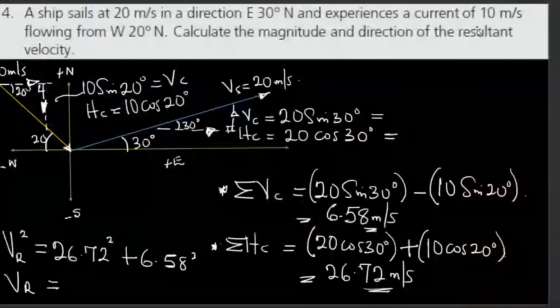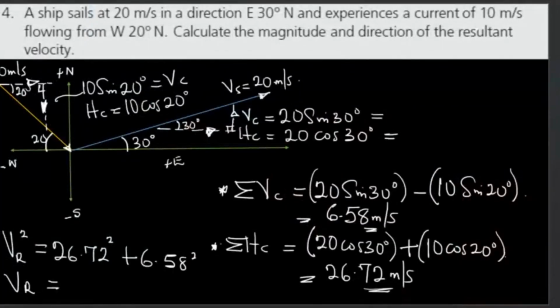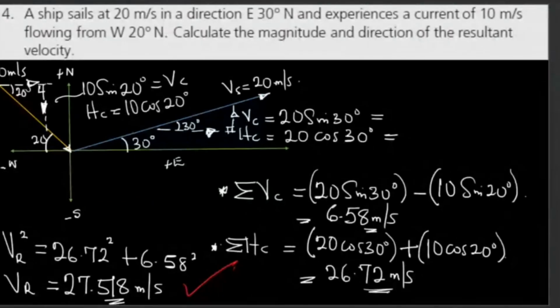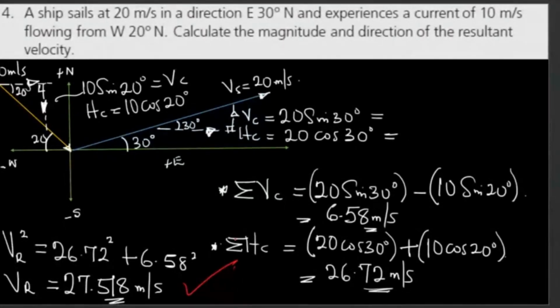You got 27.518? So they got 27.516, so it's still correct. They got 27.516, 27.518, 27.517. They are all correct. Okay, so that's the resultant velocity.